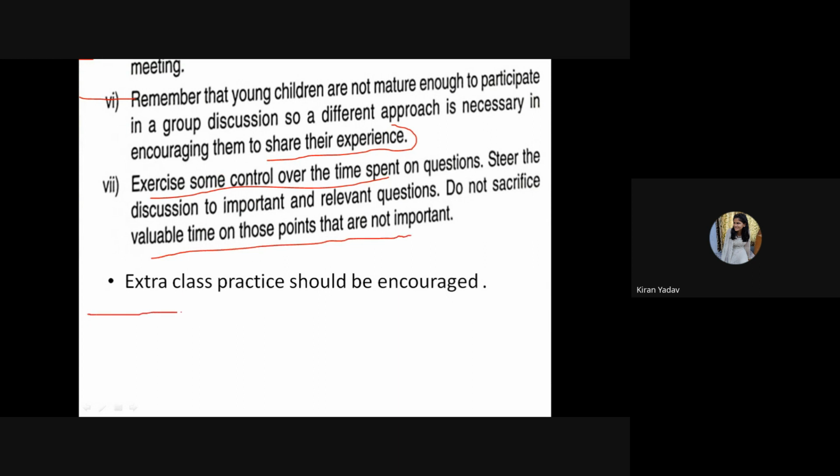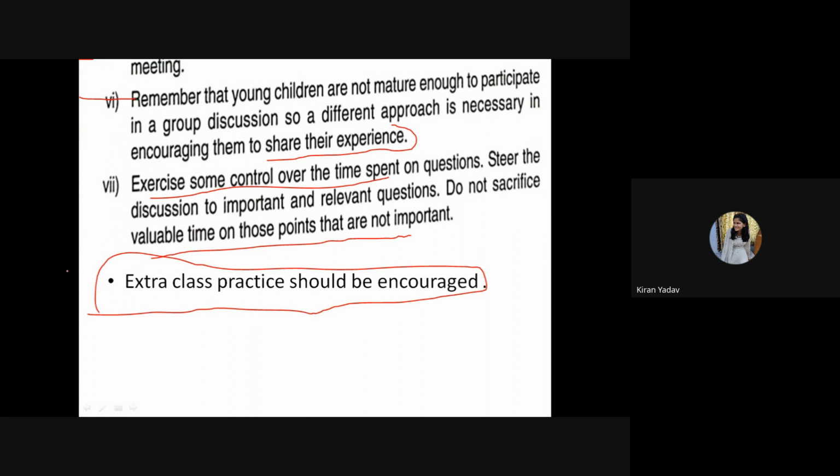And then next, an extra point: extra class practice should be encouraged. Teachers should encourage students for their extra class practice, because extra class practice is very necessary. If students are just learning in the class and that's it, then they're not going to learn in a more improved way if they are not doing self practice at home.